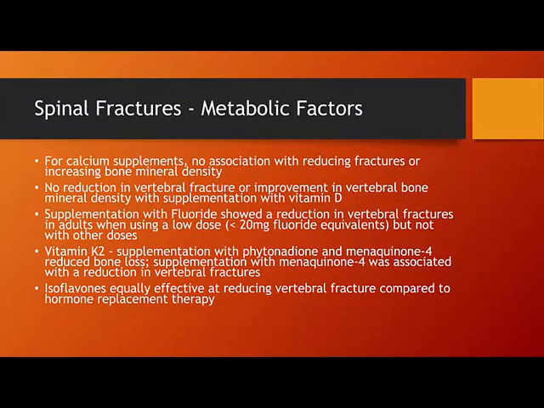And for spinal fractures, there were several metabolic factors. For calcium supplements, there was no association with reducing fractures or increasing bone mineral density, and no reduction in vertebral fracture or improvement in vertebral bone mineral density with supplementation with vitamin D. However, supplementation with fluoride showed a reduction in vertebral fractures in adults when using a low dose, but not with other doses. For vitamin K, supplementation with phytonadione and menaquinone-4 reduced bone loss. Supplementation with menaquinone-4 was associated with a reduction in vertebral fractures. Isoflavones were actually equally effective at reducing vertebral fracture compared to hormonal replacement therapy.